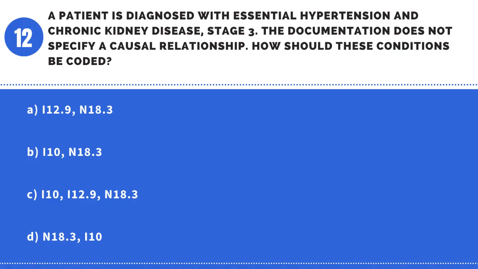Question 12. A patient is diagnosed with essential hypertension and chronic kidney disease, stage 3. The documentation does not specify a causal relationship. How should these conditions be coded?